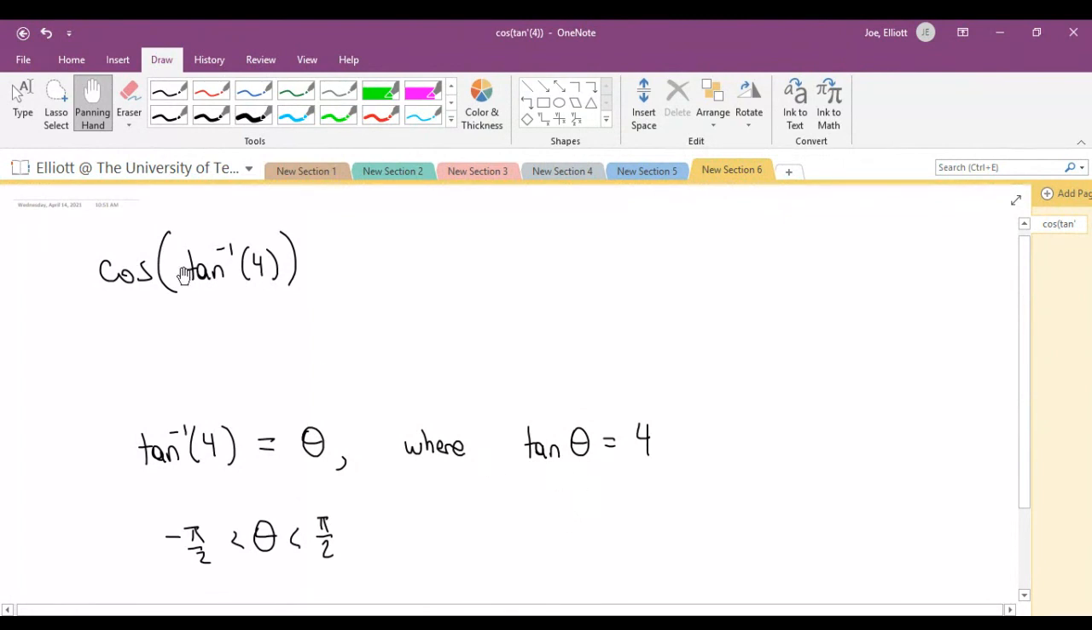So there is something that we can do, though, which is the following.